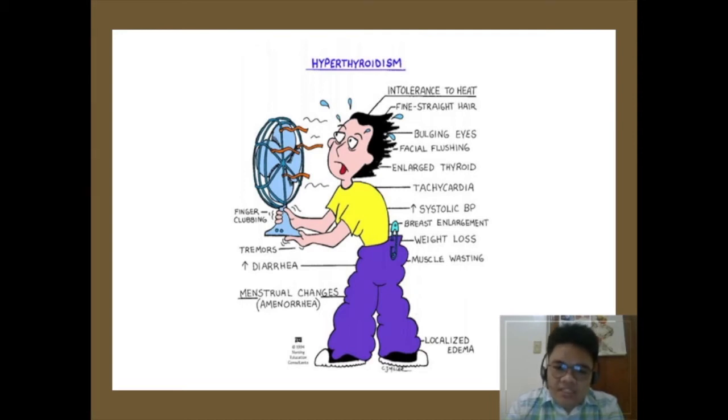Intolerance to heat, fine straight hairs, okay, the bulging eyes, you have your facial flushing, it would just usually appear red. Enlarged thyroid, tachycardia, increased systolic BP, enlargement of the breast, weight loss, muscle wasting, localized edema. Then there could be clubbing of the fingers, tremors, increased diarrhea, and then menstrual changes.